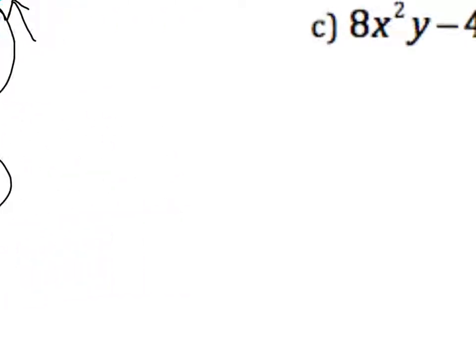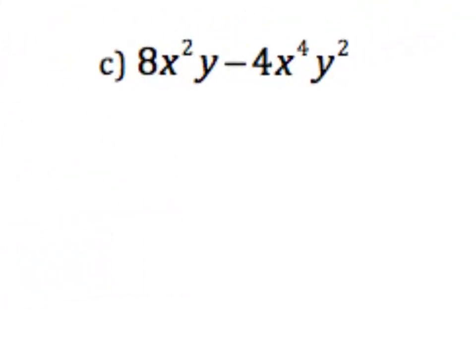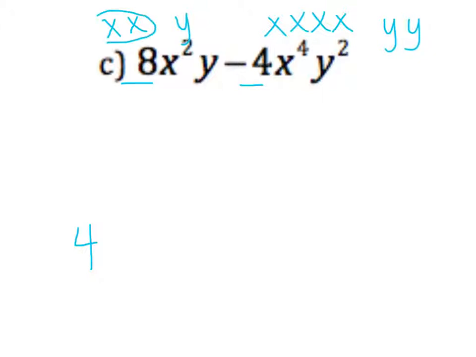And last one here. Okay, always looking at the numbers. So we've got 8 and 4. Smallest number is going to be 4. And does 4 go into 8? The answer is yes. So 4 is your greatest common factor. For your variables, you've got 2 x's and a y, and you've got 4 x's and 2 y's. So the largest amount of x's that they share is 2, and the largest amount of y's that they share is 1.